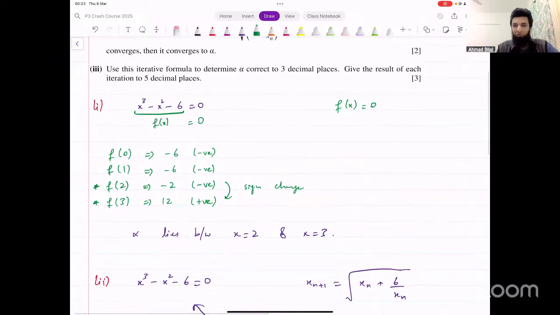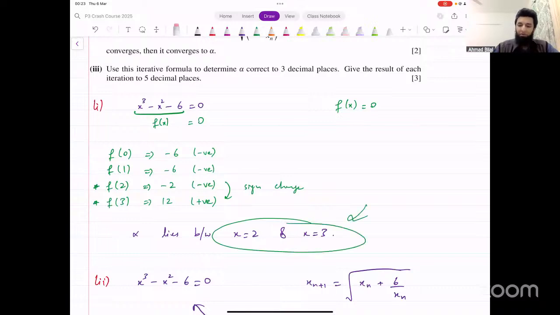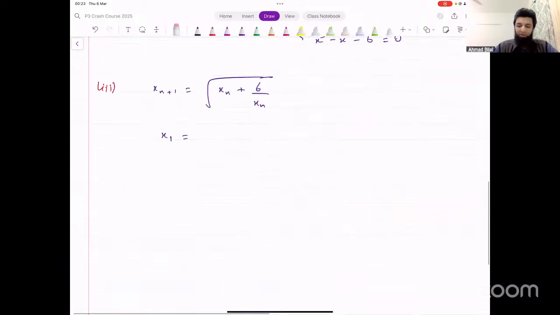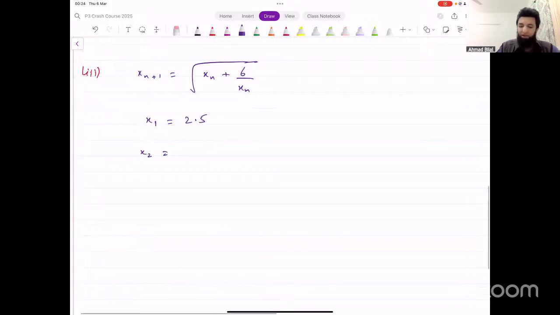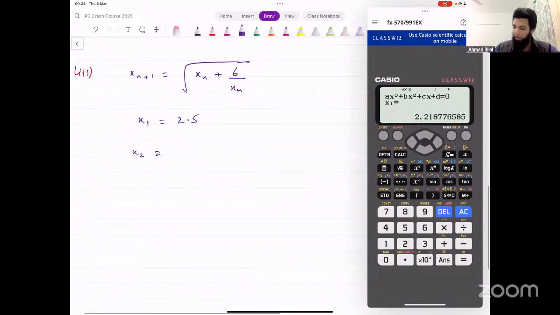We have proved in the first part that alpha lies between 2 and 3. The starting point is supposed to be our best guess about the actual solution. Now, what's our best guess? We know that the solution is somewhere between 2 and 3. So we say, let's just take the midpoint of 2 and 3. Let's take 2.5. Okay, that's the best guess about the actual solution, 2.5. Okay, and now you just use the calculator to find x2, x3, x4, and so on.